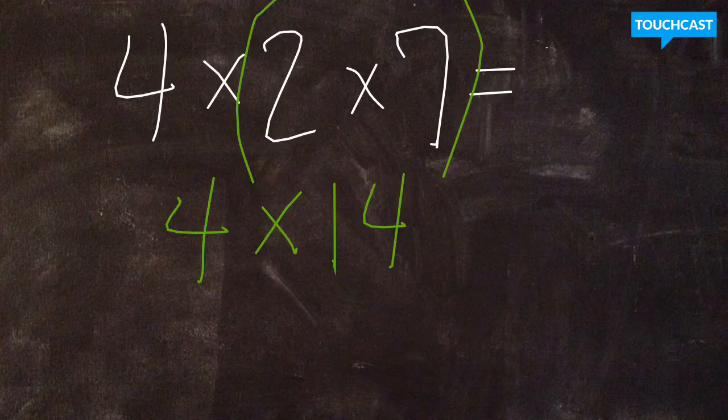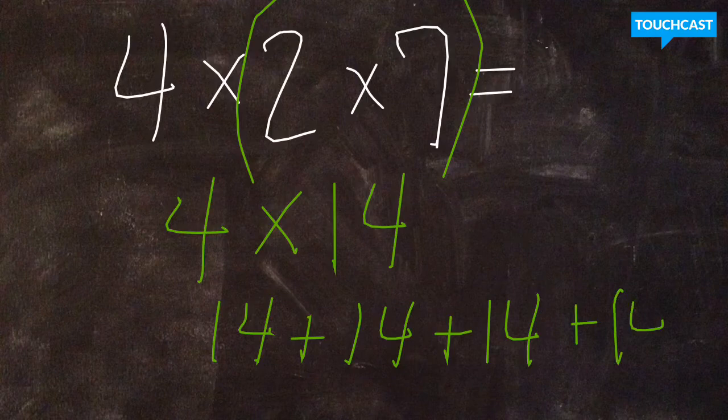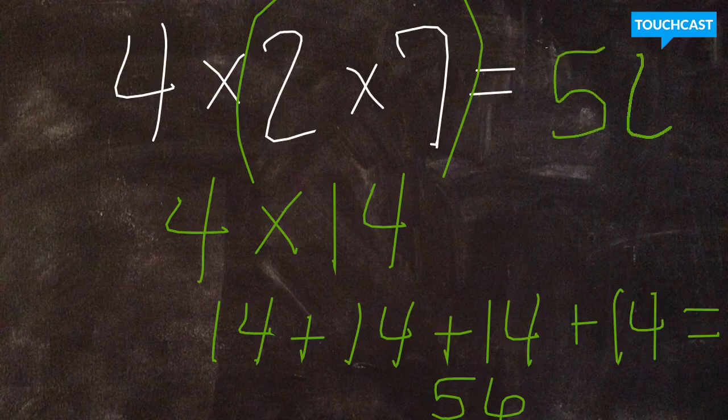Once again, if I do not know what 14 times 4 is, I can do repeated addition, and I can add 14 4 times. 14 plus 14 plus 14 plus 14, and that equals 56. So once again, no matter how I group my numbers together in the associative property of multiplication, my product or answer is always going to be the same.